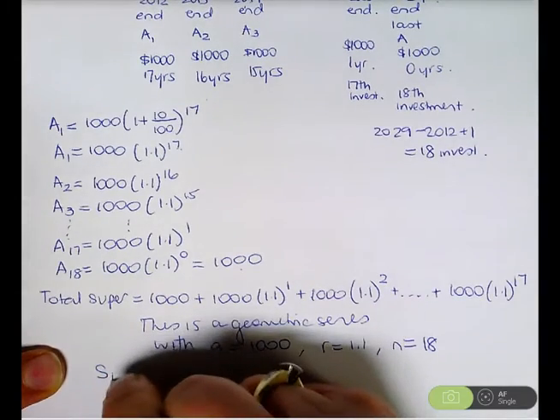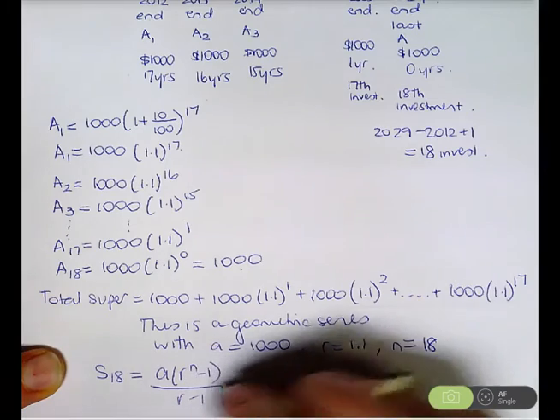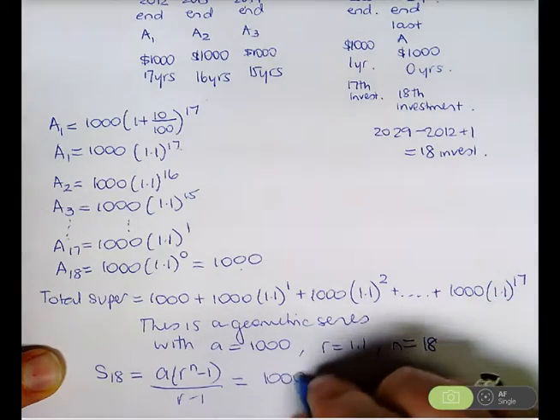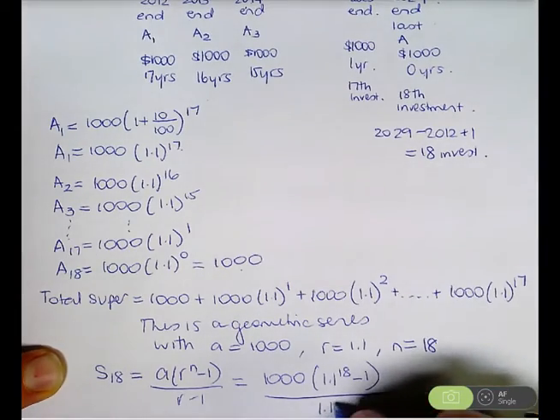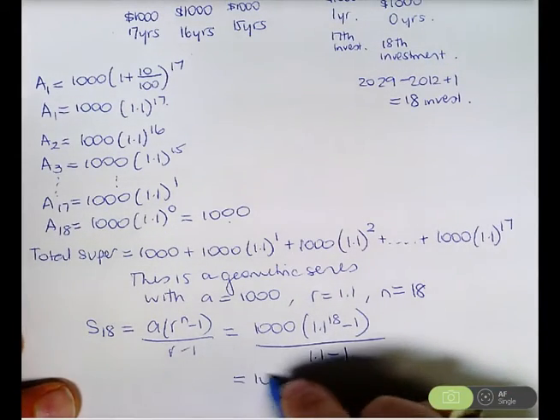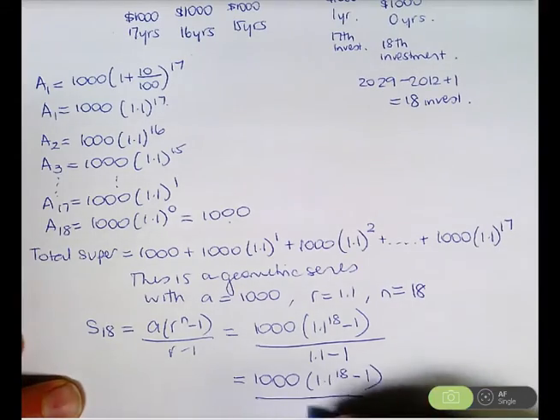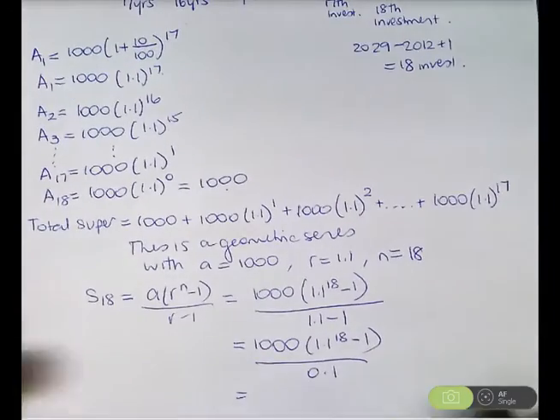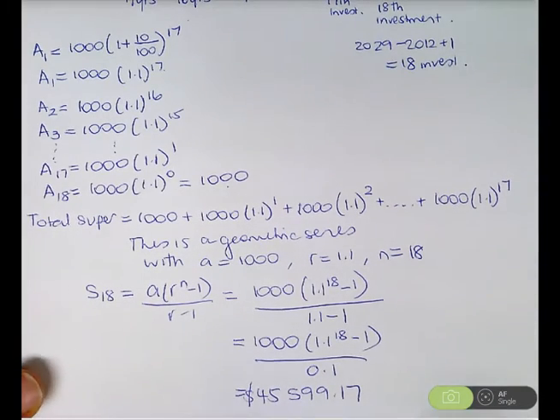So therefore, the sum of those 18 terms is A times R to the N minus 1 over R minus 1, which is 1,000 times 1.1 to the 18 minus 1 over 1.1 minus 1, which is 1,000 times 1.1 to the 18 minus 1 over 0.1. And the answer is $45,599.17. So you really have to be careful with N in these situations.